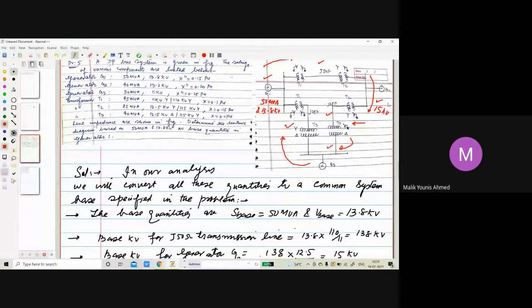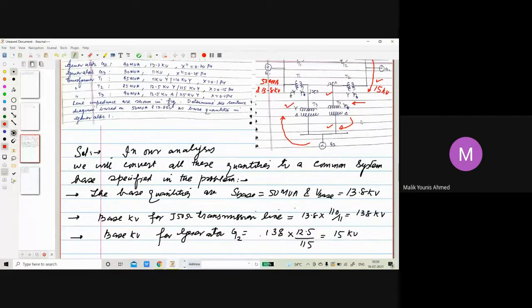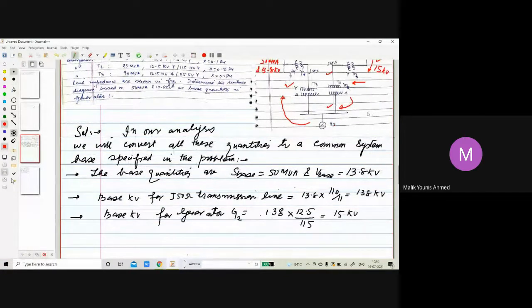Let us move ahead. Now 15 kV is up to here. So transformer T2 is again another transformer T2, the same ratings of transformer T2 we are encountering. So the base kV in the 25 ohm transmission line, we can write down next.